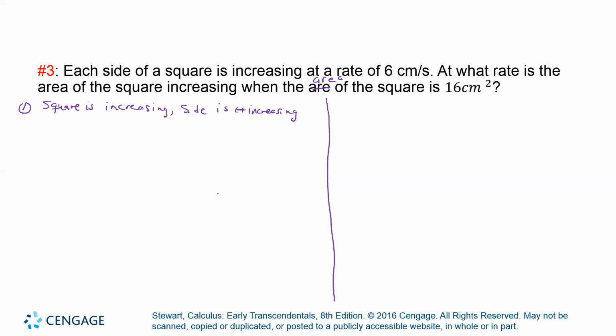If we go back and look at it, we are talking about certain quantities. What are the quantities involved here? We have the area, and then the side, of course.